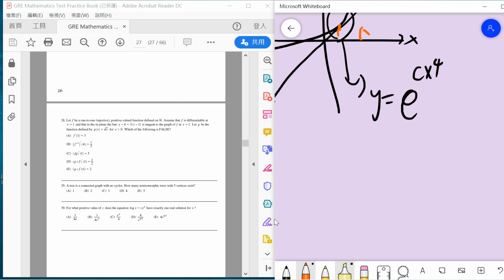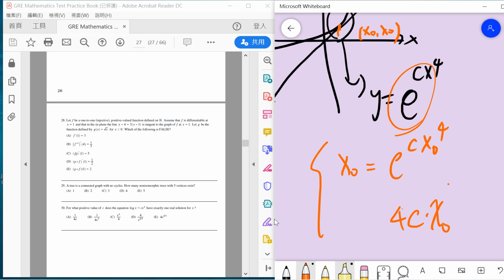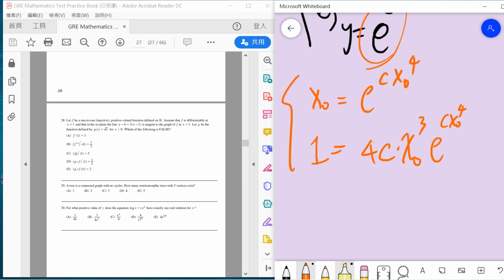So suppose this point is x0. So we have x0 equals exponential of c times x0 to the 4th, and the derivative should be 1. So 4 times c x0 to the 3rd power times exponential of c x0 to the 4th should be 1. So we need to solve these two equations. It looks difficult in the beginning, but you can think carefully.